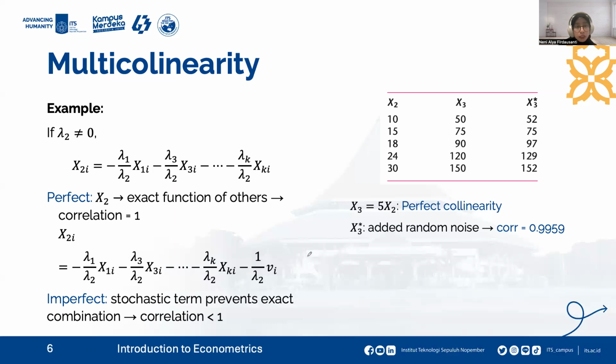And imperfect means that x2 will have a correlation coefficient less than 1, but they are strong. So let's say this one. If we have this function, and then we have x3 equal to 5x2, which means that x3 here is a function of x2.